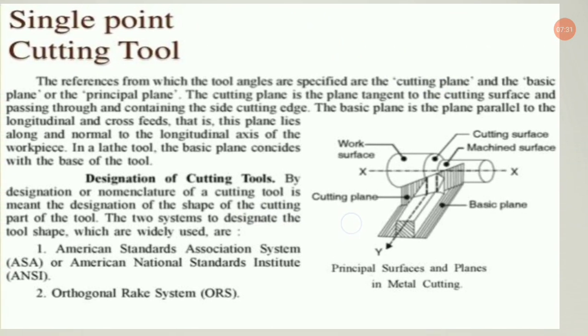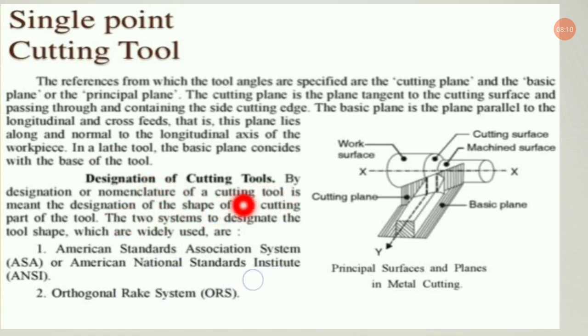Next, one more thing I would like to discuss in single point cutting tool is that the references from which the tool angles are specified are the cutting plane and the basic plane or the principal plane. The cutting plane is the plane tangent to the cutting surface and passing through and containing the side cutting edge. The basic plane is the plane parallel to the longitudinal and cross feeds. That is, this plane lies along and normal to the longitudinal axis of the workpiece. In a lathe tool, the basic plane coincides with the base of the tool as well.